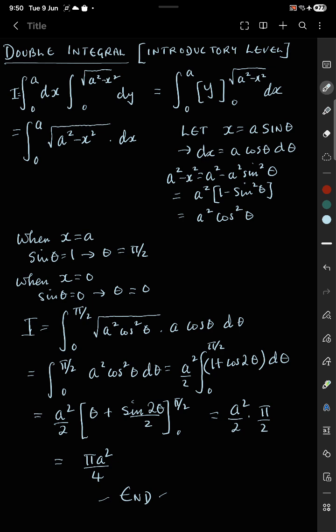So that's a squared upon 2 bracket theta plus sine 2 theta upon 2, evaluated between the limits 0 and pi upon 2. When we put in the 0, everything disappears, and when we put in the pi upon 2, that becomes just pi over 2 inside the bracket. So the whole integral is a squared over 2 times pi upon 2, which is pi a squared upon 4.